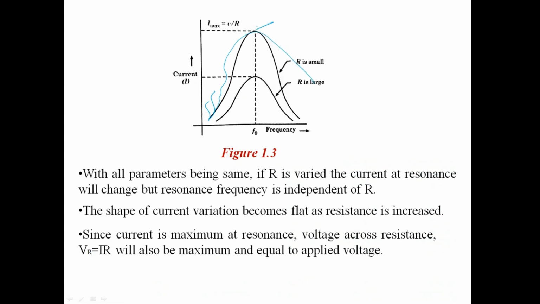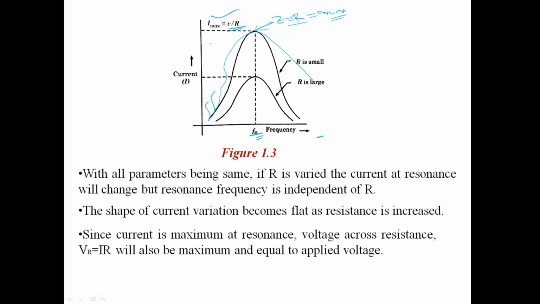Current is increasing like this and attains a maximum value at this point, where the impedance is given by only pure resistance, which is the minimum. So when impedance is minimum, obviously the current is maximum. That is why at resonant frequency, the current in a series RLC circuit is maximum, and it is given by V by R. So this is the graph.